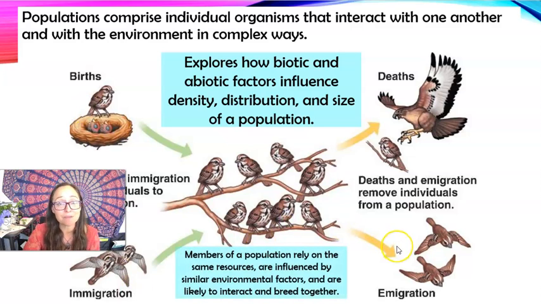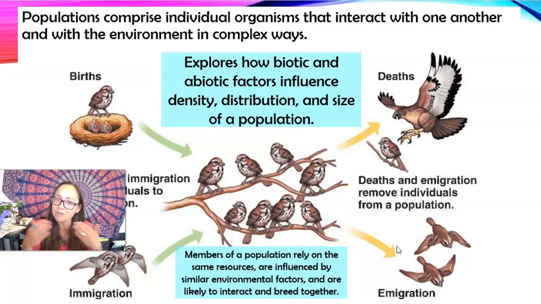A population is defined as the same species in a designated area. The members of that population are going to compete with each other for resources. They're experiencing the same abiotic as well as biotic factors, and they're likely to interact and breed together. And when you have that struggle for resources in a population, especially as density-dependent limiting factors come into play, you're going to have the consequences of natural selection.